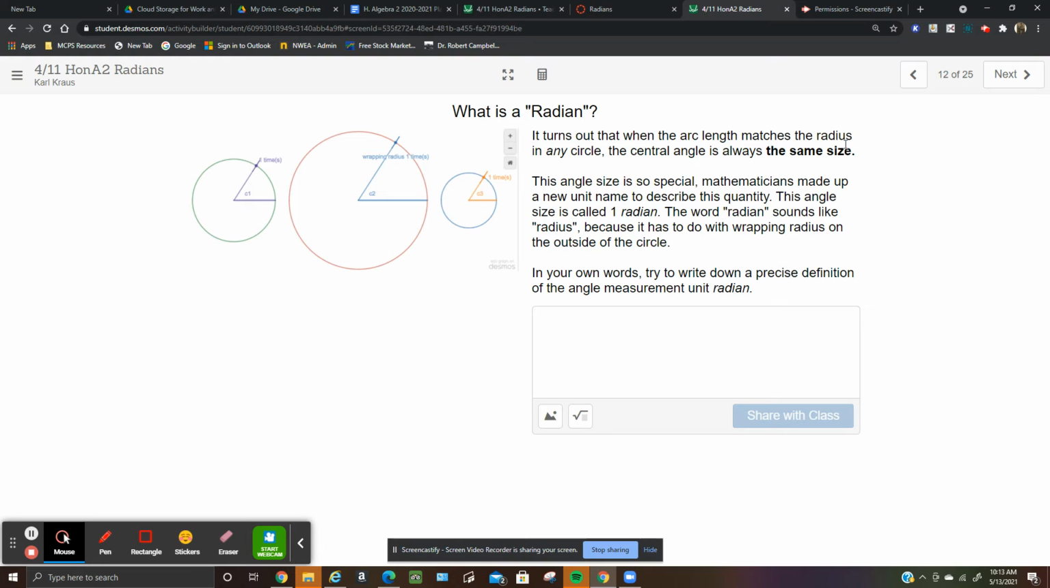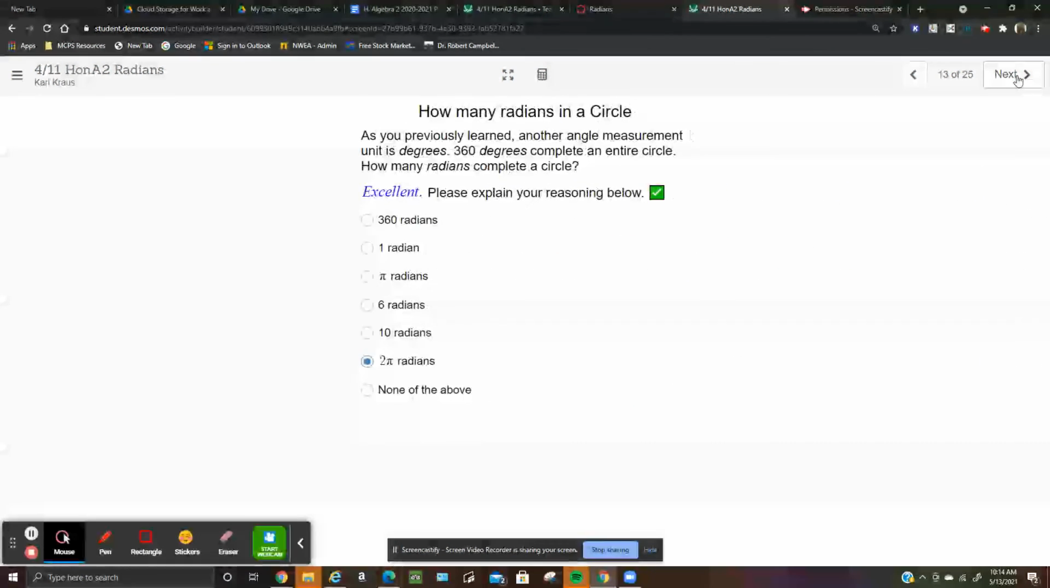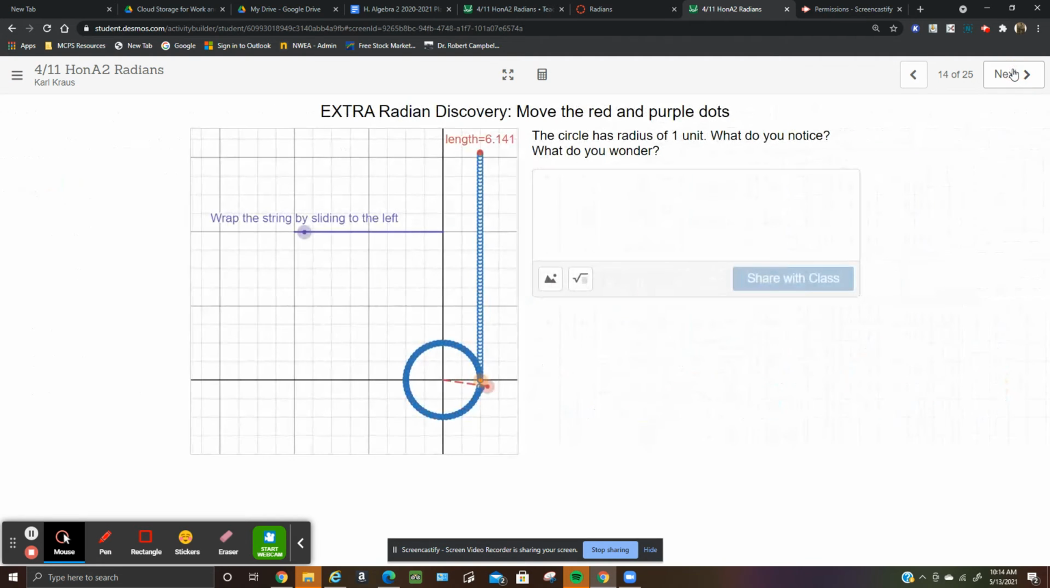So we already did this. 1 radian is wrapping the radius around the circle, one radius around the circle. It's a little bit more than 57 degrees. We already talked about this, 360 is 2 pi radians. And let's see here.